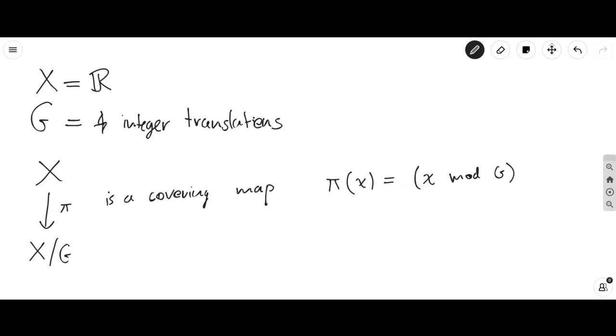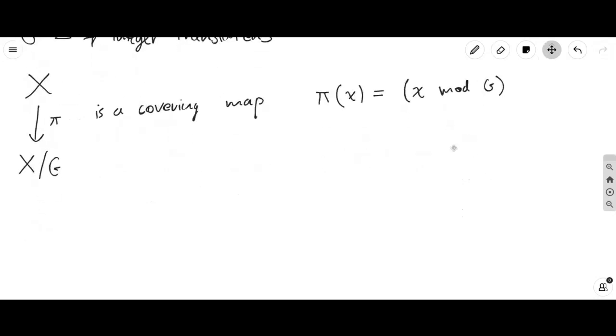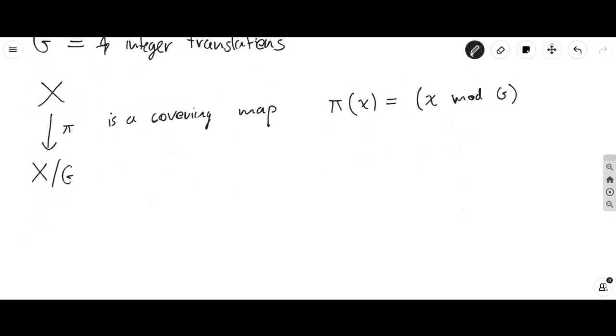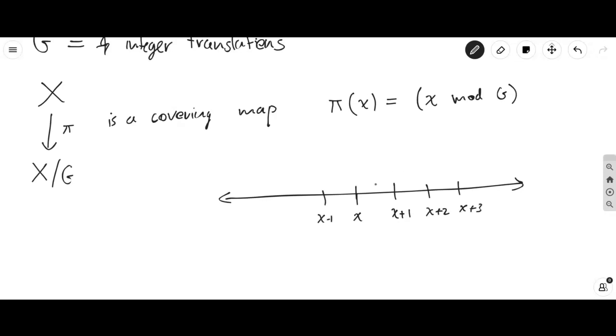But maybe we can describe this covering in a way that's a little more intuitive. Let's look at this quotient and try to understand it. So let's begin by drawing the real line again. So this is the real line. Now if you pick a point on the real line, let's call it x, then the translations of the point are all equivalent to that point. This is x plus 1, x plus 2, x plus 3, and so on, x minus 1, and so on.